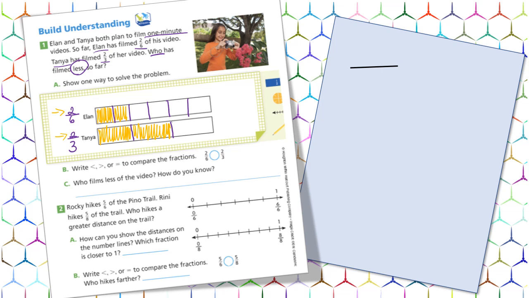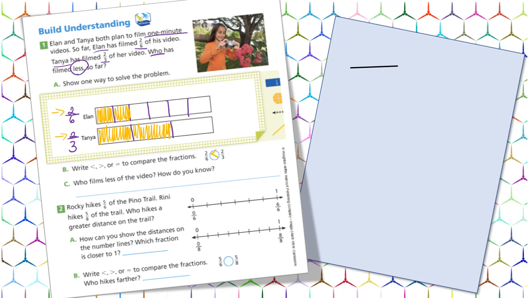So it says B, write less than, greater than, or equal to compare the fractions 2/6 and 2/3. Well, 2/6 was smaller than 2/3, so the symbol would be for less than. And the symbol for less than looks like this. The opening is pointing towards the right.